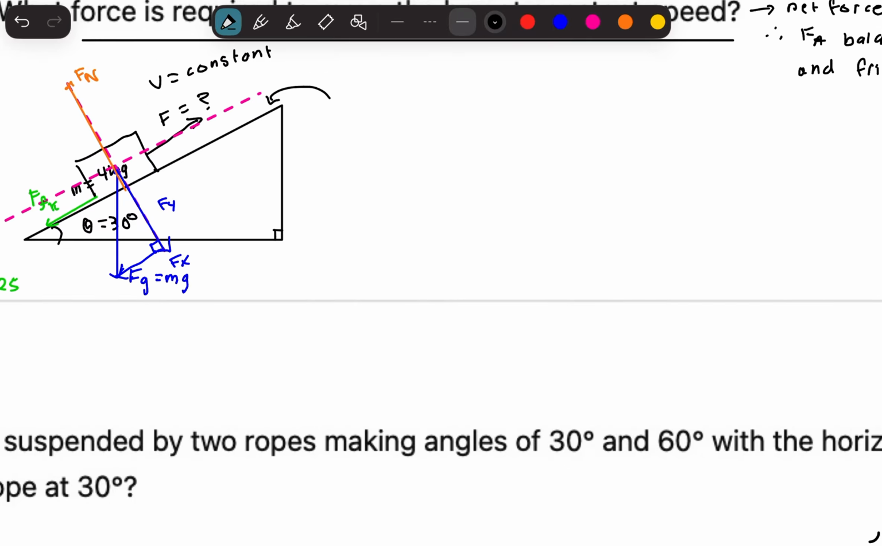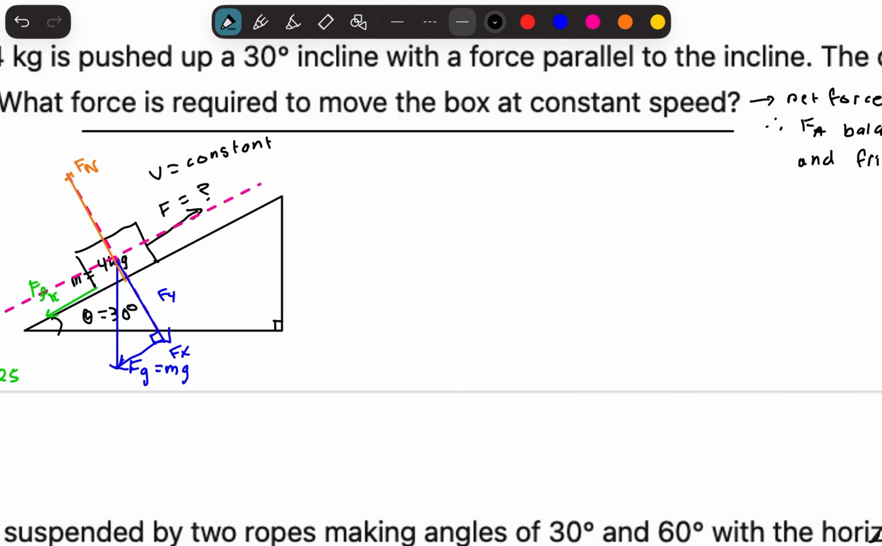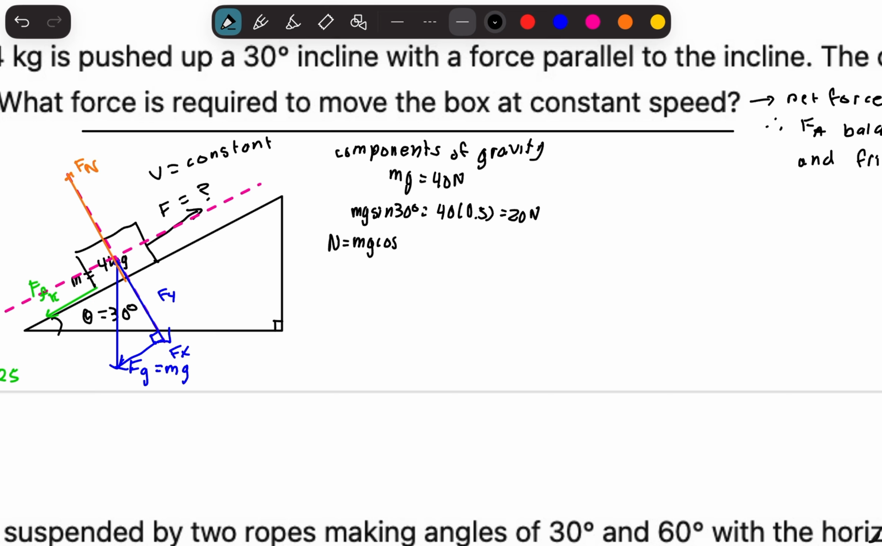So let's tackle our components of gravity. Mg is equal to 40 newtons. Mg sine of theta, where theta is 30 degrees, is equal to 40 times 0.5, which is equal to 20 newtons. Your normal force is equal to Mg cosine of 30 degrees, which is going to be 40 times 0.866.